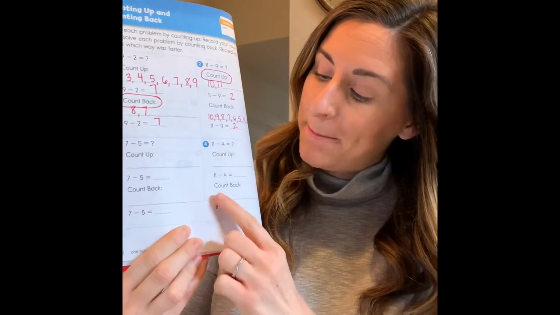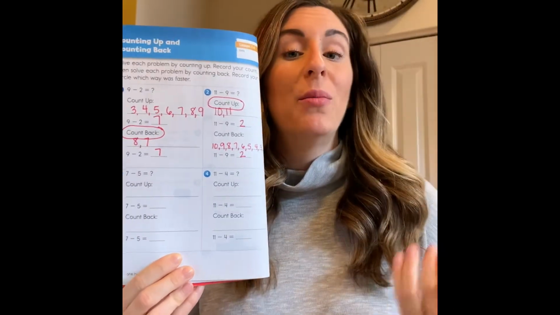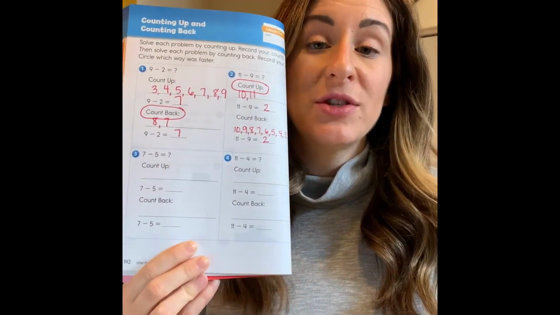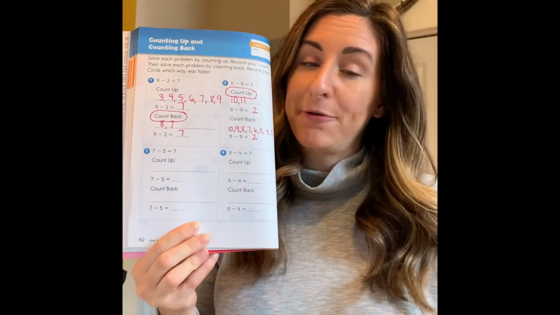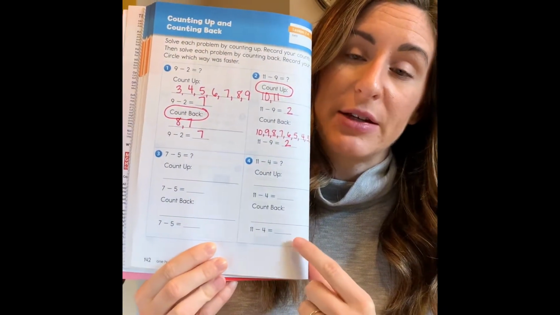To count back, you're going to start at the bigger number, which is 11, and count back 4. Write down the numbers that you say when you do that. Start at 11, count back 4. Then what is 11 minus 4? Write that down here.